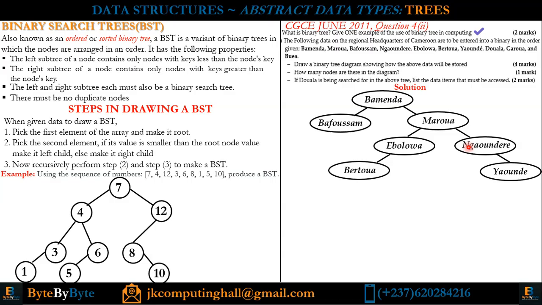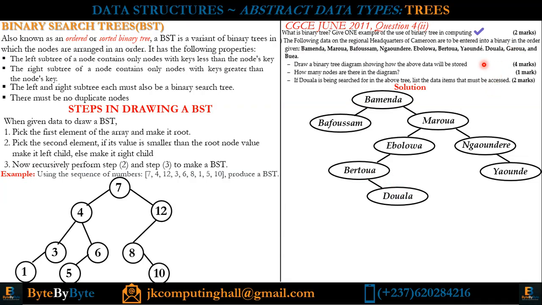So this is where Yaoundé is. The next one is Douala. D is above B. When you come here, D is below. When you come here, between D and E, which one comes at A, B, C, D? So D comes before E. So we come to the left because D is lower. So we come here. When you compare D and B, we know that D comes after B. So this is where Douala is going to be, to the right of Betwa.